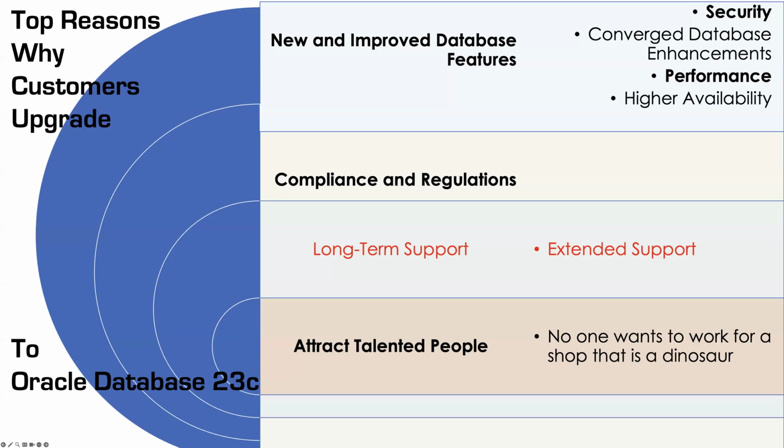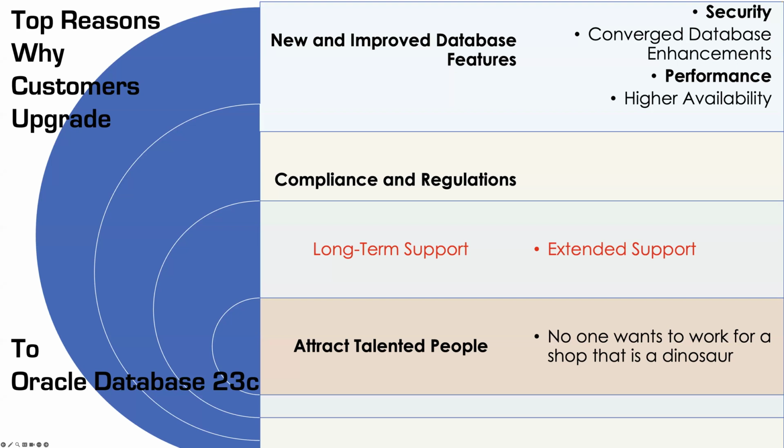As we talk about upgrading, what are the top reasons why customers upgrade? Obviously, the most important ones are new and improved database features. And in fact, with 23C and with AI, there's so much innovation happening with the 23C release that I believe a lot of customers will jump sooner rather than later, right? At least some of their key databases that are servicing their customers.